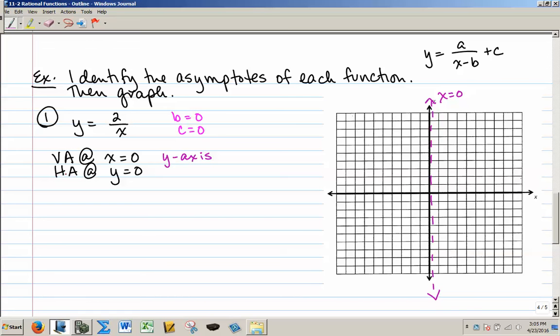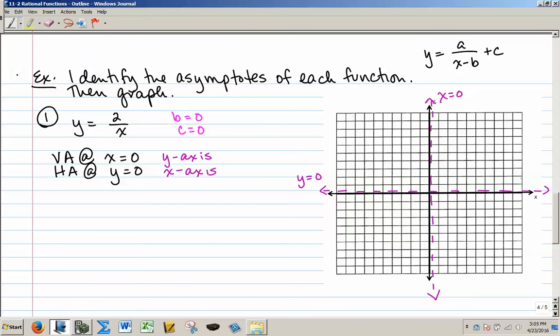And my horizontal asymptote at the line y equals 0, well, that's actually the x-axis, excuse me, because every point on this line has a y value of 0. So those are my two asymptotes. I'd like you to go ahead and sketch those.